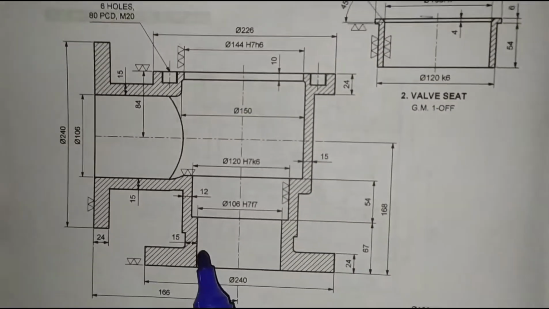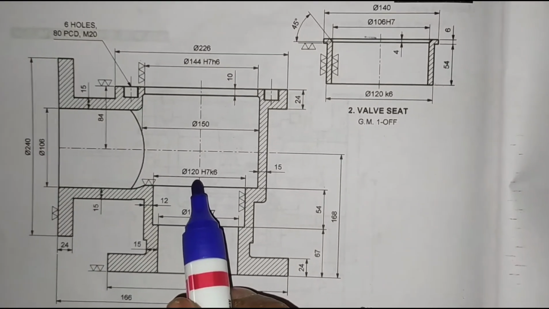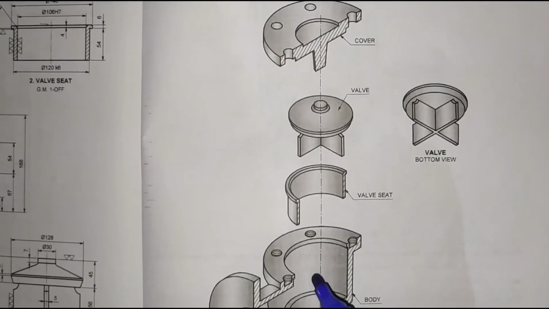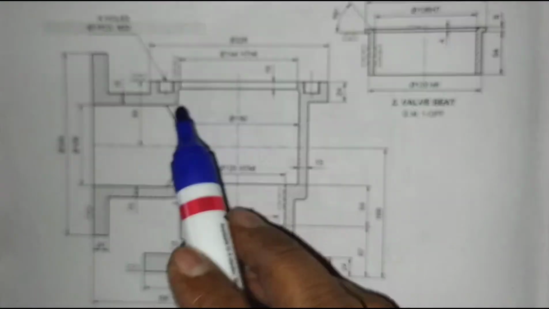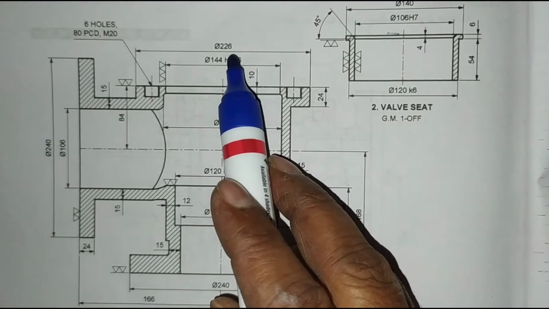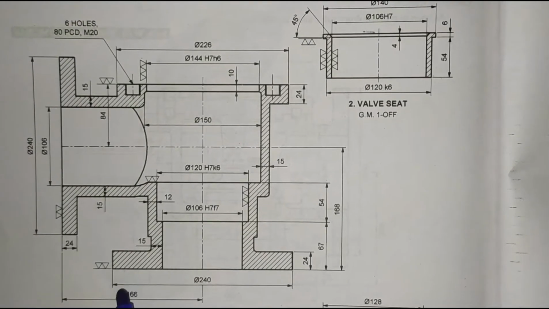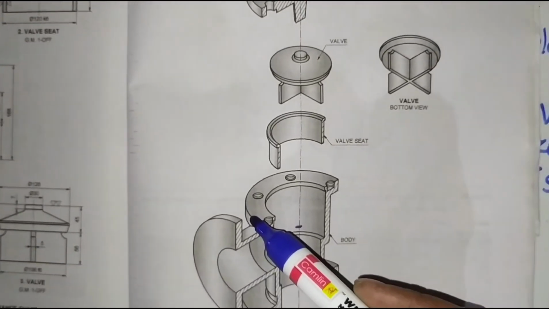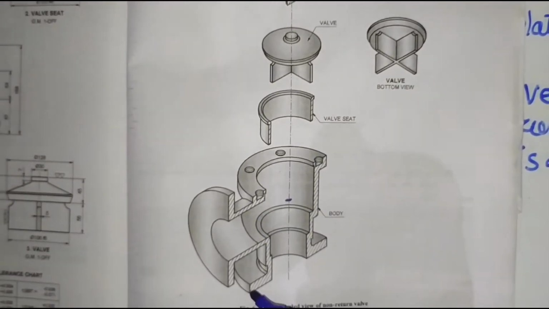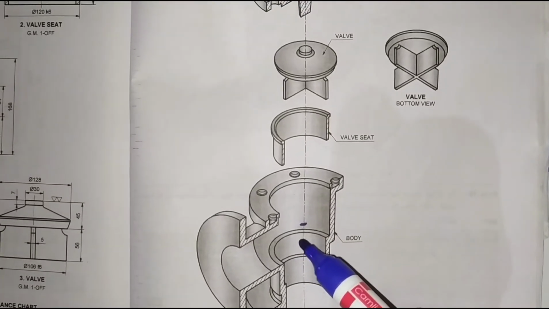Here, this is the internal diameter 106, this is the internal diameter 120, and this is the diameter 150. These are the internal diameters. Now we will look at the external diameters. This is a 120 mm diameter at the top, 226 mm diameter in the middle, and at the bottom the diameter is 240. Now we know the internal diameters 106, 120 and 150.